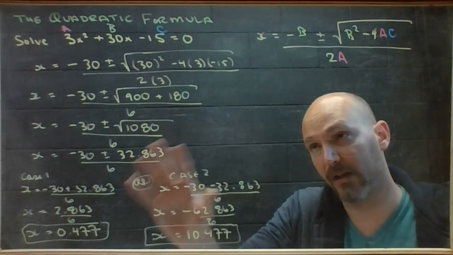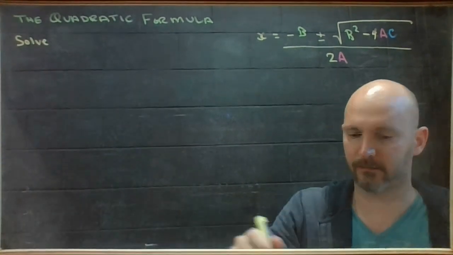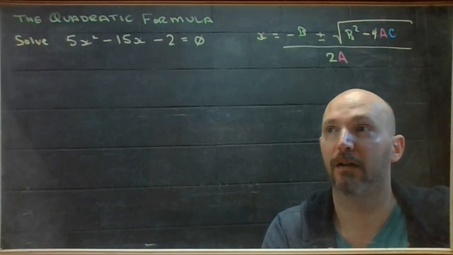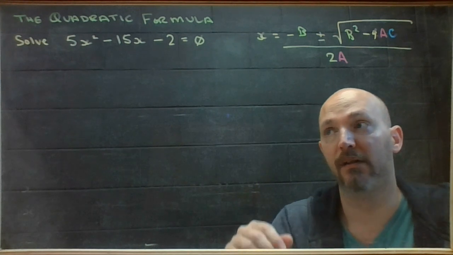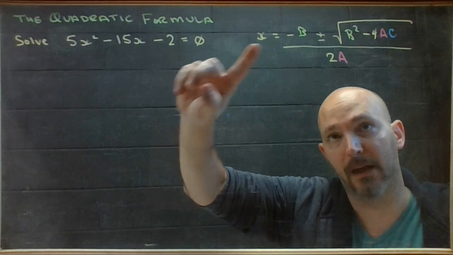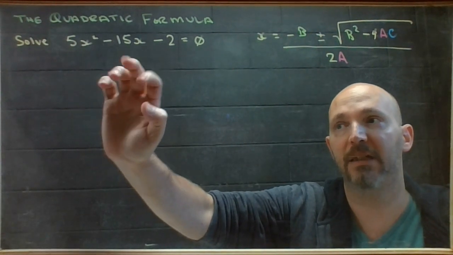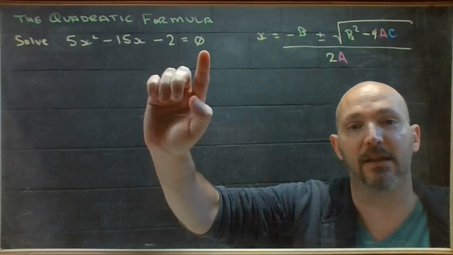I'm going to clear this off, make a new example, and we'll try it again. All right, I have another example here of a nonlinear equation, but I'm going to try and use this to solve. So notice I've got an A, a B, a C, and this thing is equal to 0.